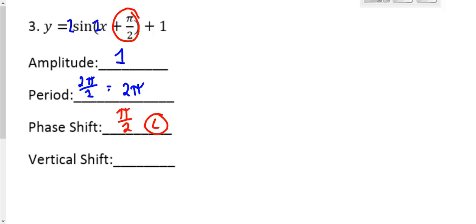Then we have a vertical shift. We do have a plus 1 on the end, so it's going to move 1 unit, and it's going to go up. So what we do next is graph.